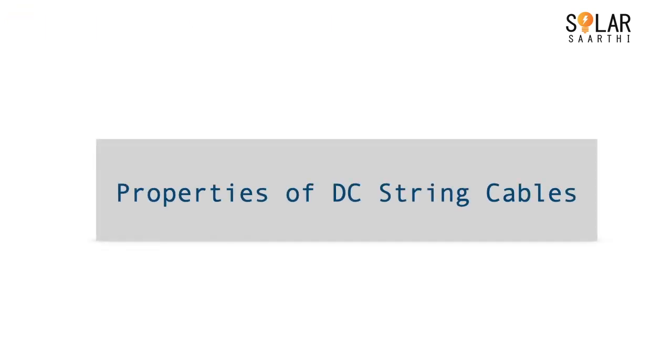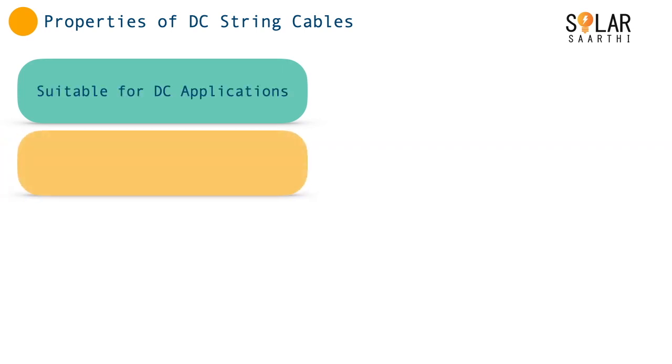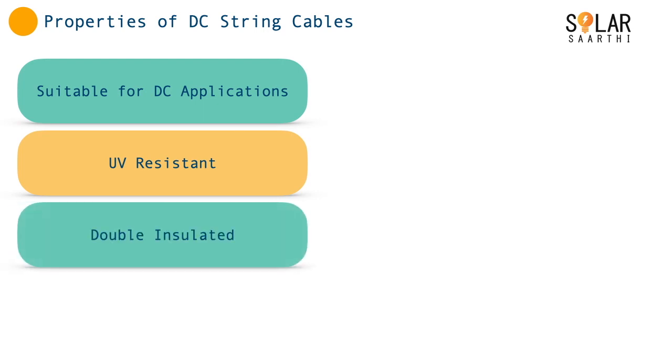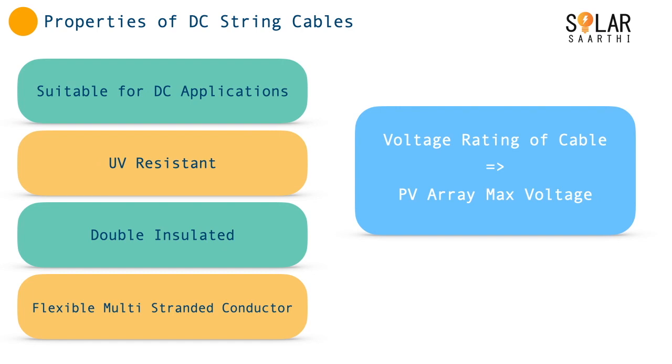Now let's see what the properties of DC string cables are. As per the Indian and international standards, the DC cables should have bare minimum properties as listed here. They should be suitable for DC applications. They should be UV resistant. They should be double insulated. They should be made of flexible multi-stranded conductors. And the voltage rating of the cable should be equal to or greater than the PV array maximum voltage.